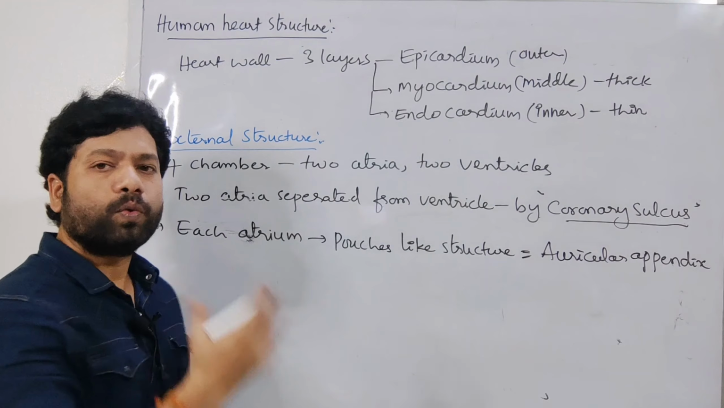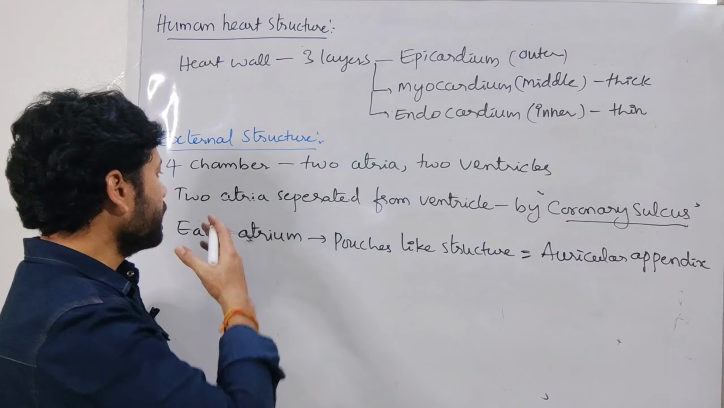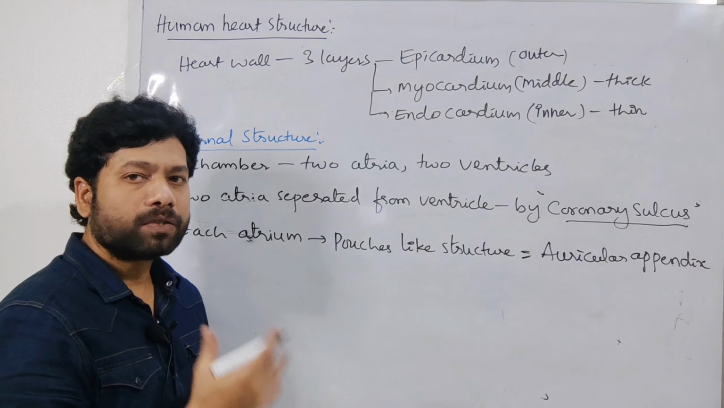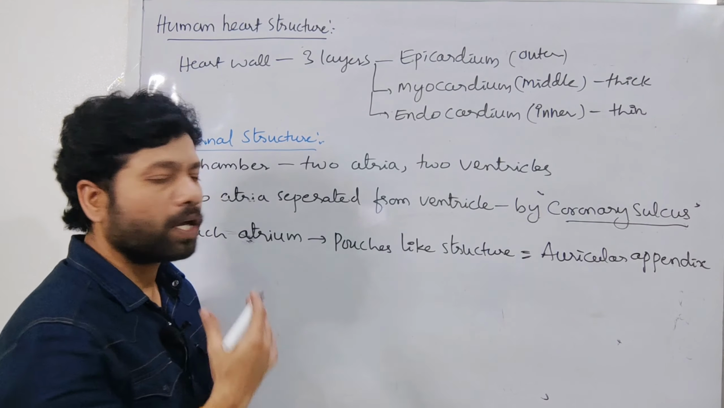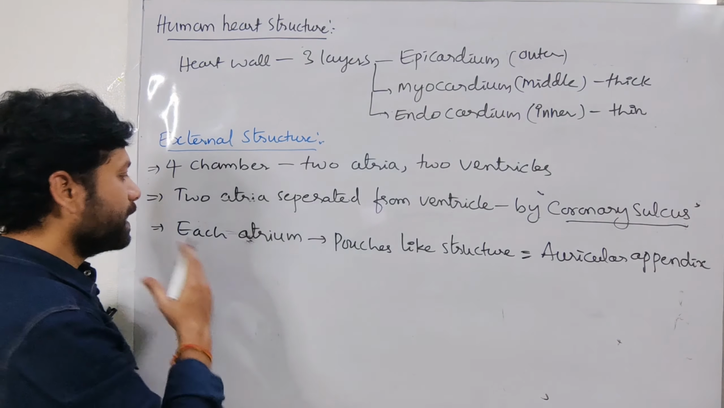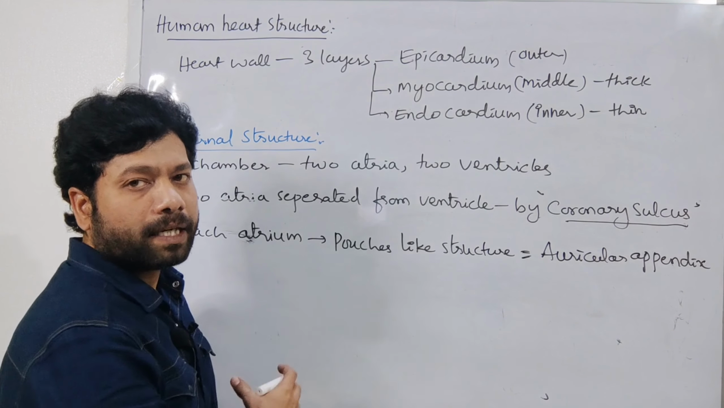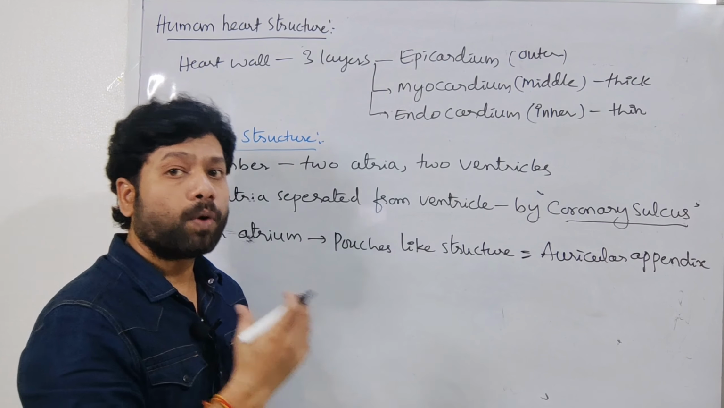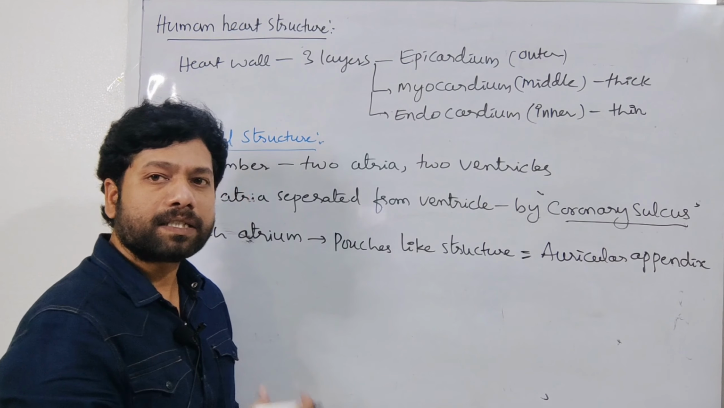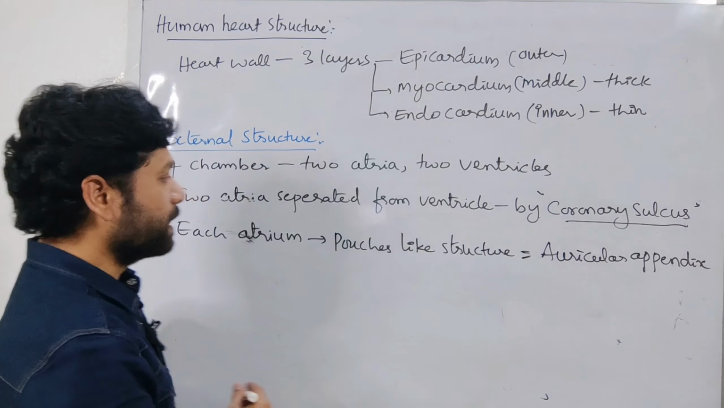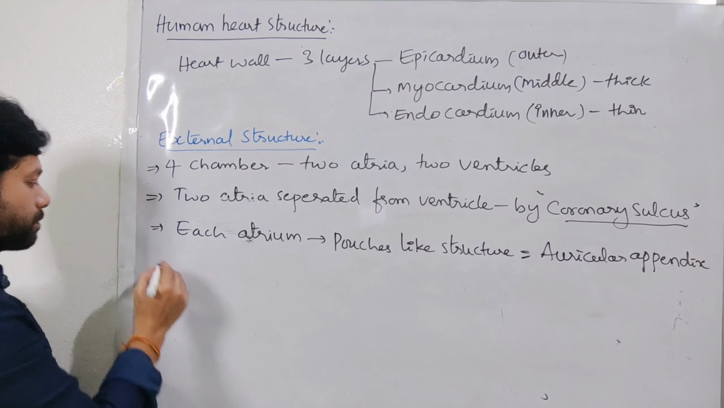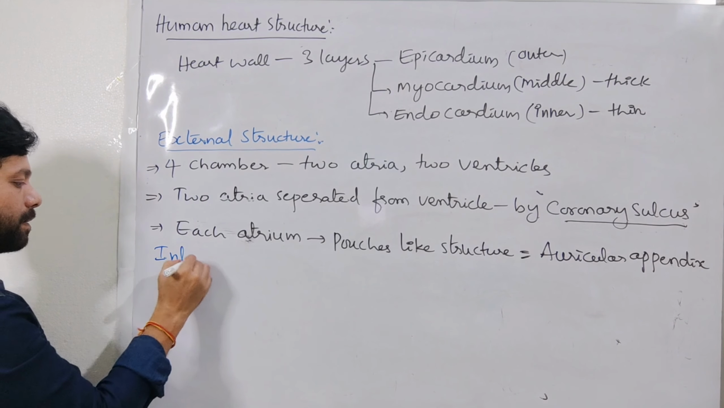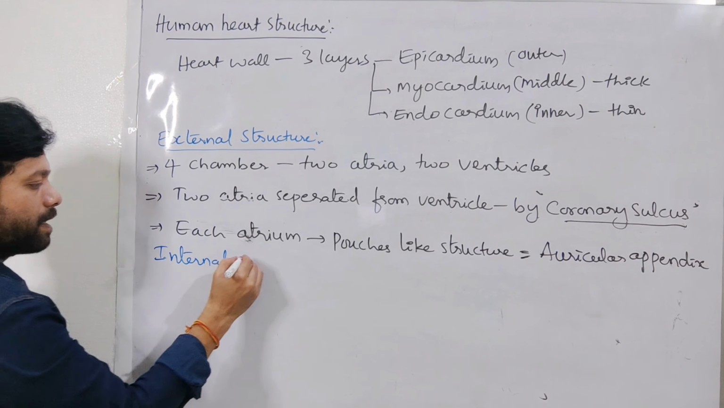Okay, now, so it is the two atria and two ventricles, and the two atria are separated from the ventricles. So, the atrioventricular groove is also called the coronary sulcus, and each atrium at the anterior part contains some projection-like pouch-like structure. The pouch-like structure is called the auricular appendix. So, next one is the internal structure.